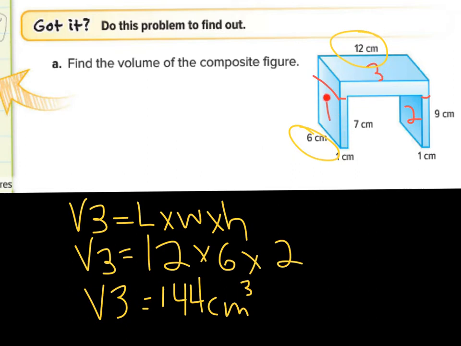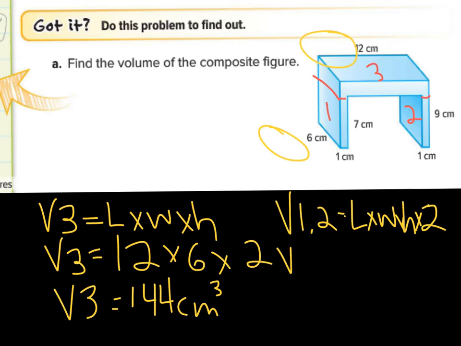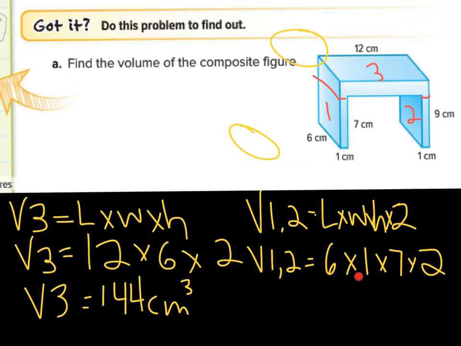Now I'm going to solve for this one and double it, because I have 1 and 2 here. So the volume of 1 and 2, right, is length times width times height times 2. Let's make the length 6. Our width is 1. Our width times 7. And then we have to double it, because there's 2 of them, right? So we go 6 times 1 is 6, and then 6 times 7 is 42, and then 42 times 2 is 84. So the volume of piece number 1 and piece number 2 is 84 centimeters cubed.